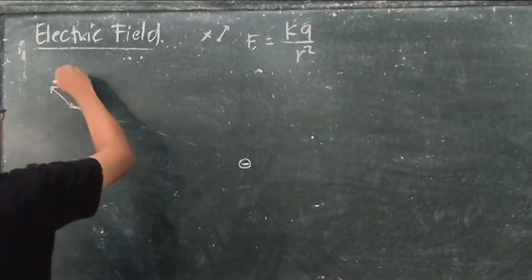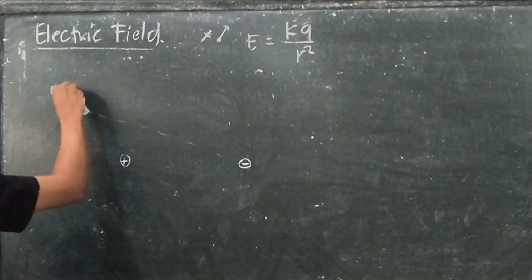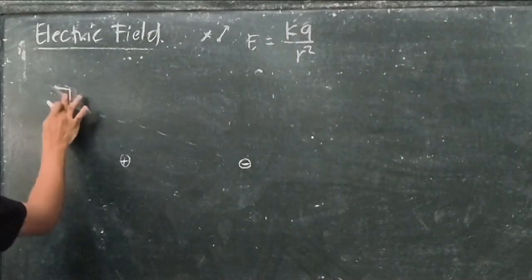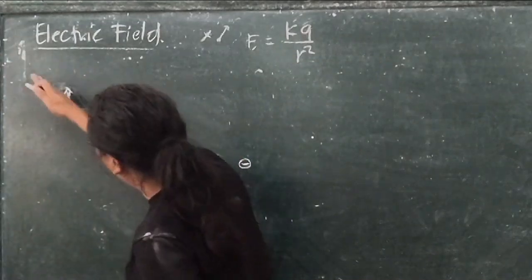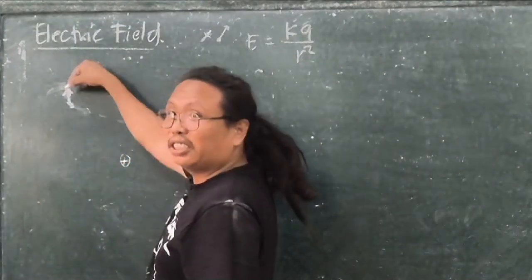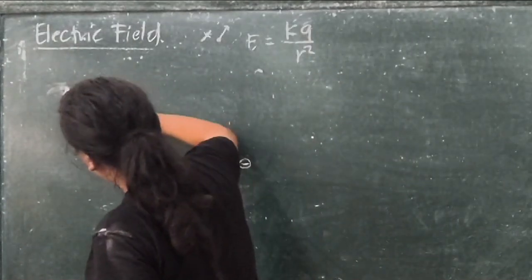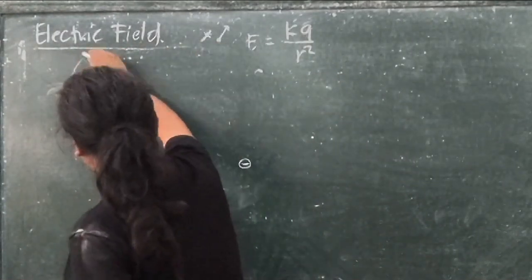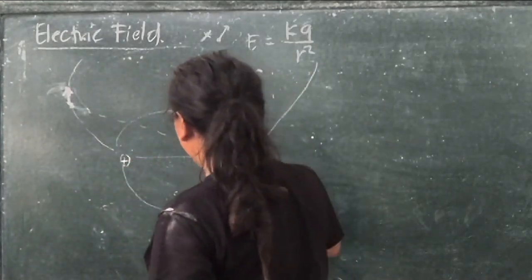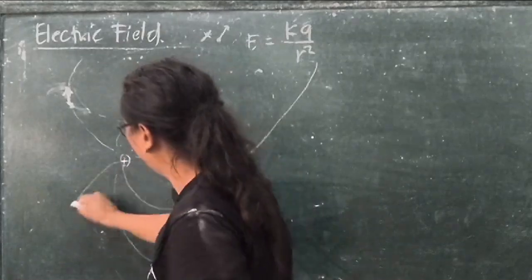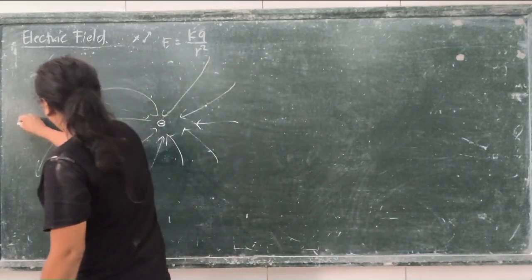So, what's the vector sum? Using the parallelogram method, the vector sum is this. So instead of this vector field, it becomes this, because it is being pulled by the field here. So technically, you will see this type of vector field. If you draw it like this, it would look like this, for a positive and negative charge.